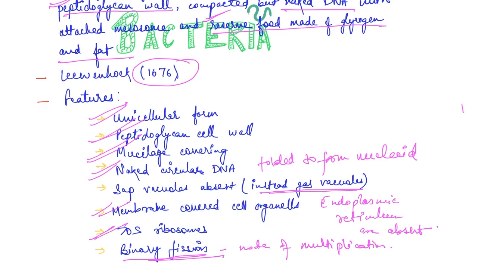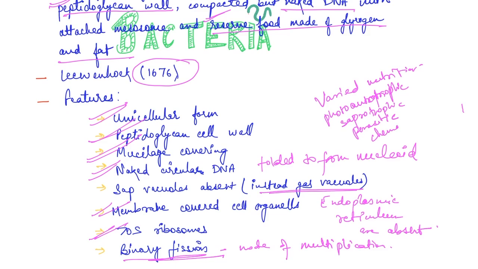Now they also have a variety of nutrition, so they have varied nutrition. Now that includes they can be photoautotrophic, they can be saprophytic, they can be parasitic, they can be chemoautotrophic. So basically they can synthesize nutrition from sun, they can be parasite on some other organism, they can live on decayed material, they can synthesize food through chemicals.